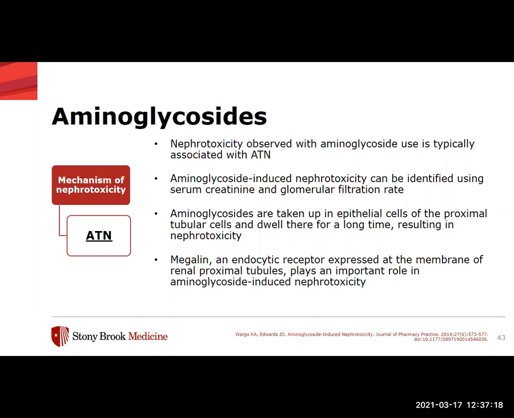Additionally, megalin, which is a giant endocytic receptor expressed at the apical membrane of renal proximal tubules, plays an important role in binding and endocytosis of the aminoglycosides in the proximal tubular cells.